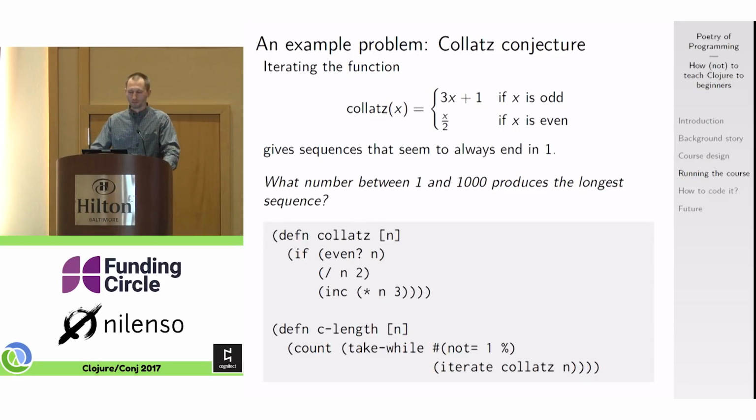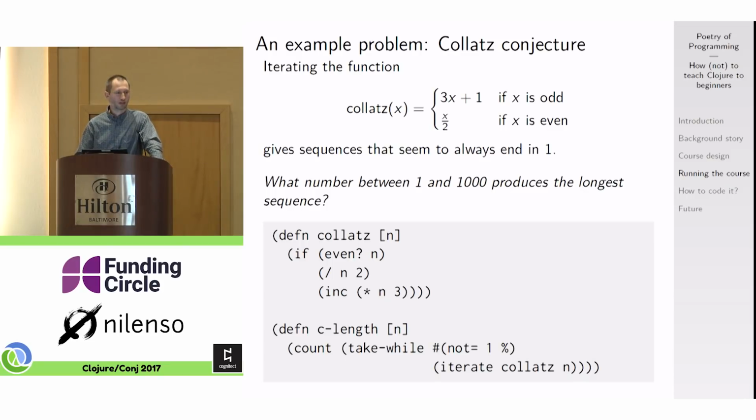So an example problem is the Collatz conjecture. It's a very nice puzzle. You have this function defined, and it's still an open question in mathematics, but it is a conjecture that no matter what x you put into this function and you keep iterating it, eventually you get back to 1. So the question was, what number between 1 and 1,000 produces the longest sequence?